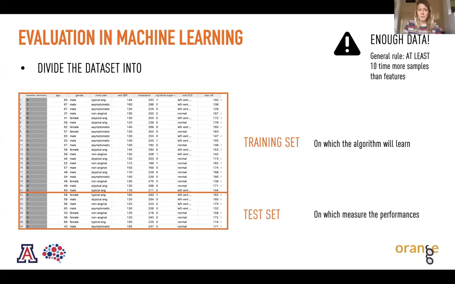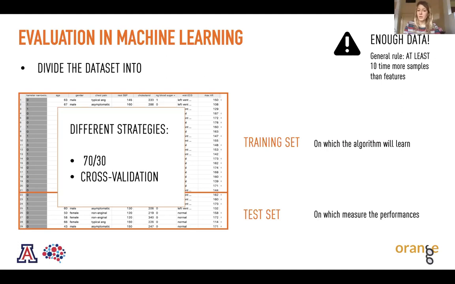When you are performing machine learning, it is very important to have enough data to divide between training and test set. There is a lot of literature on that too. But typically, what you want is to have at least 10 times more samples than the features that you have to perform this division into training and test. There are different strategies that you can use to evaluate your machine learning. One is to divide your data set into a 70% training set and a 30% test set.